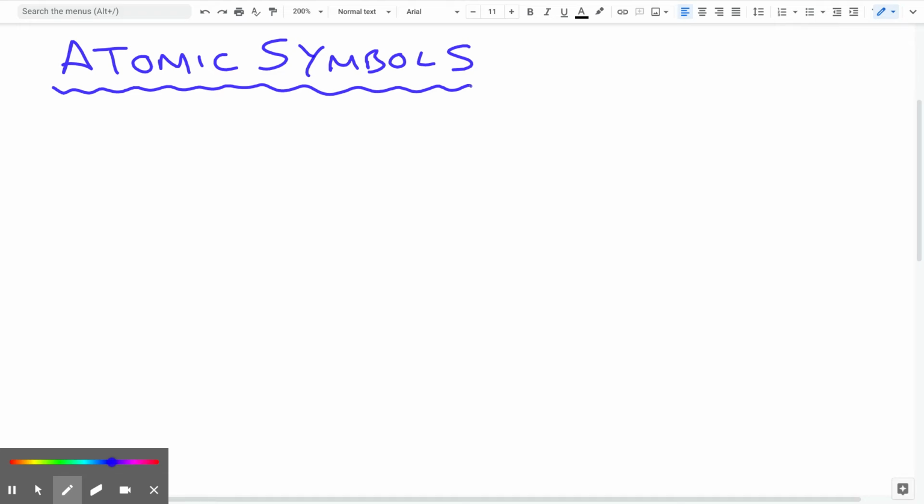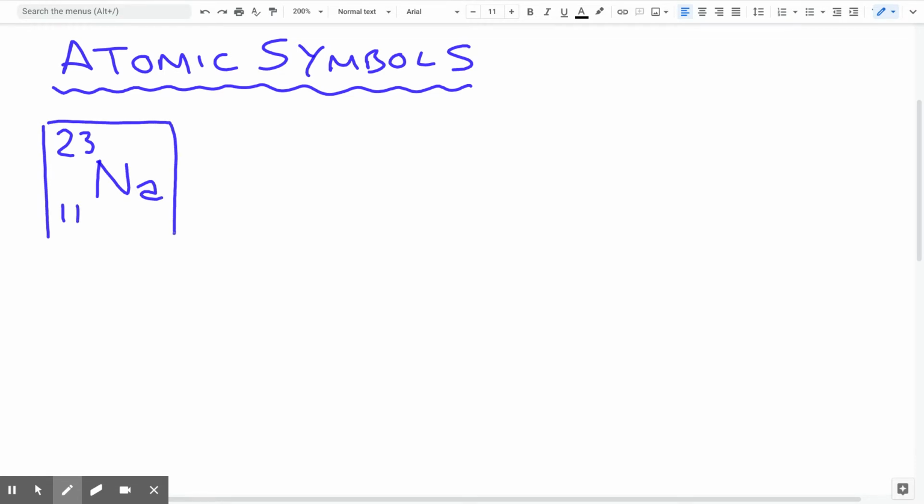Okay, so in a previous clip, we just looked at how the protons, neutrons, and electrons are arranged within an atom. But now we need to look at an example of how we work out how many of each of these species we have. So if we take sodium as an example here, we can see that Na is given as the symbol for the element.